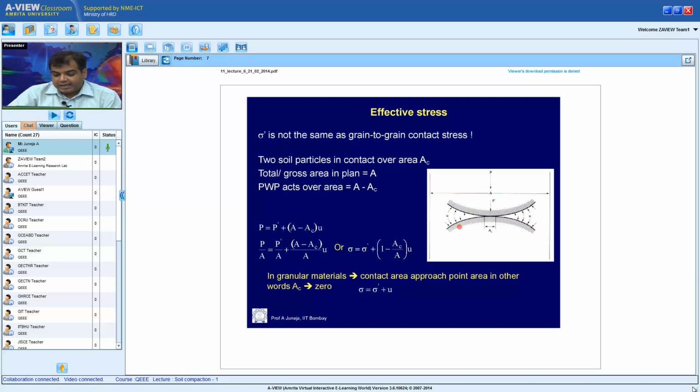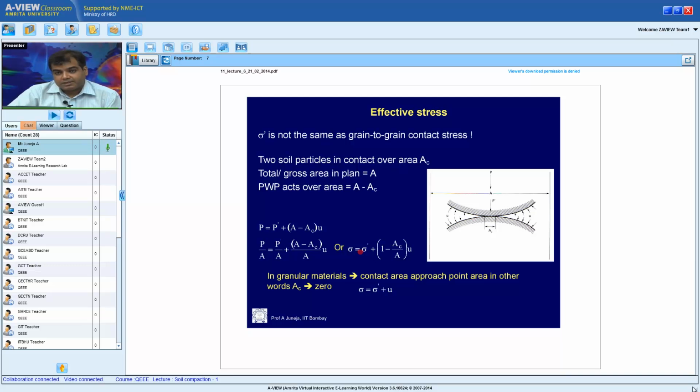AC is the small component, which is the contact between the two particles, and A is a large component. In fact, this whole thing tends to 0 because AC tends to 0, it's too small. So in other words, this would be 1 minus 0, or 1, times u. Okay, so I have this equation: sigma, total stress, equals sigma prime plus u for water pressure. This sigma prime is our effective stress.